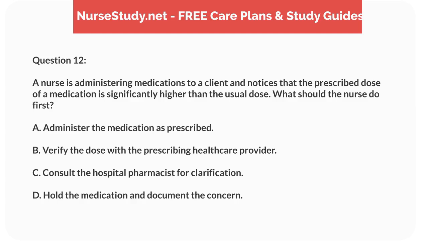Question 12. A nurse is administering medications to a client and notices that the prescribed dose of a medication is significantly higher than the usual dose. What should the nurse do first? A. Administer the medication as prescribed. B. Verify the dose with the prescribing healthcare provider. C. Consult the hospital pharmacist for clarification. D. Hold the medication and document the concern.